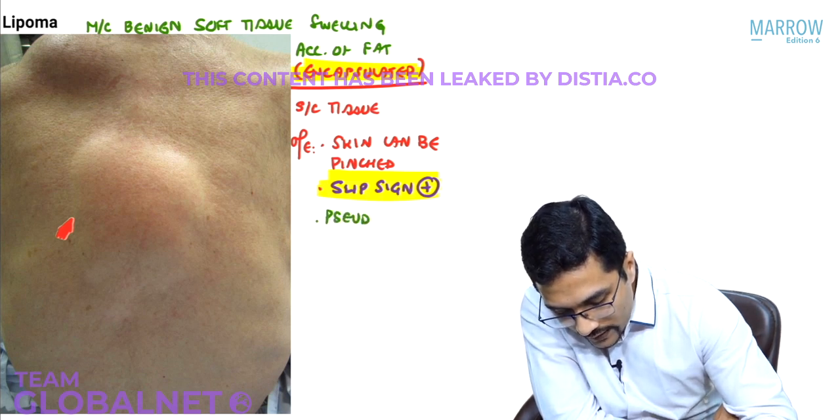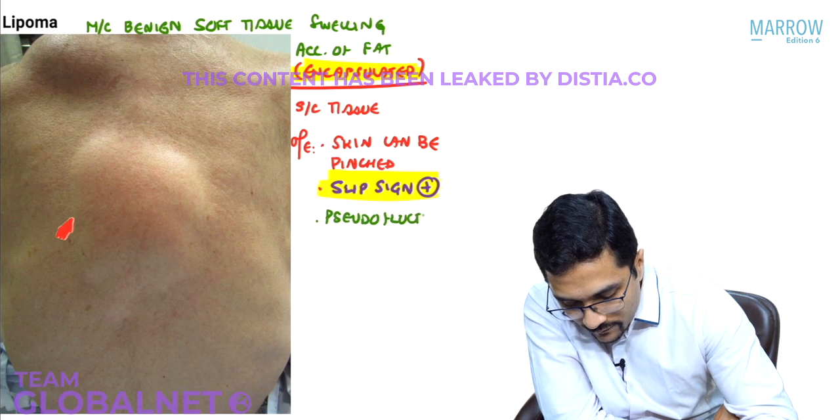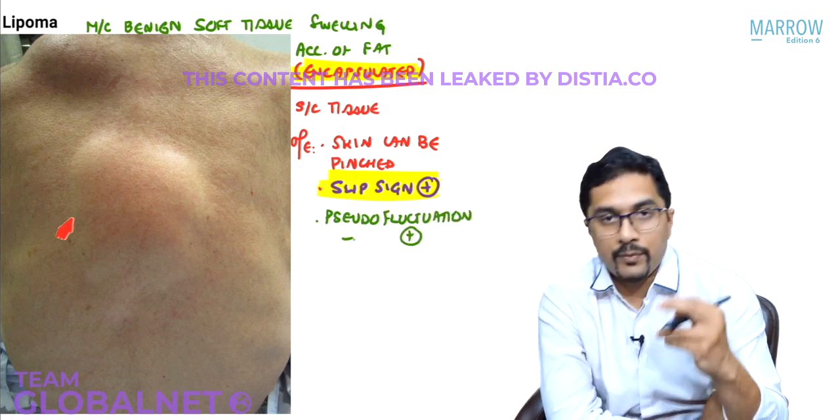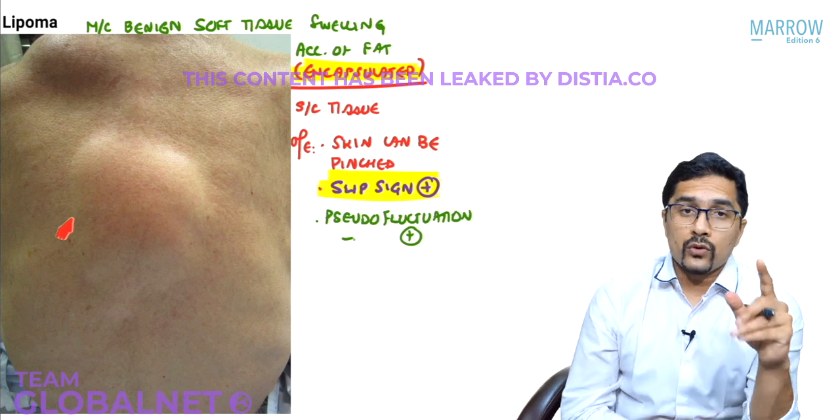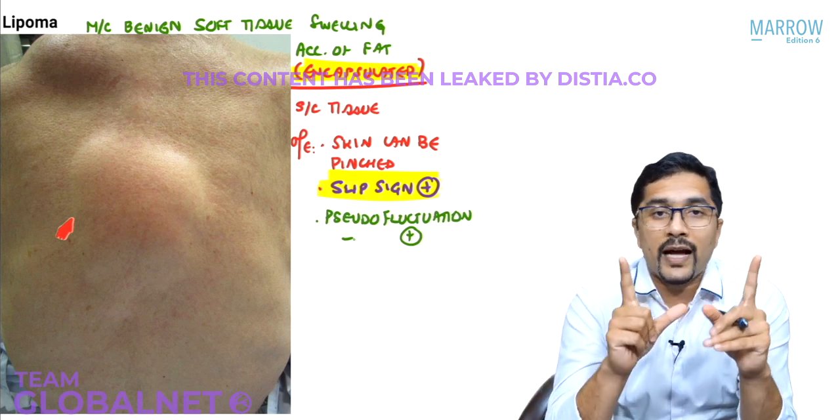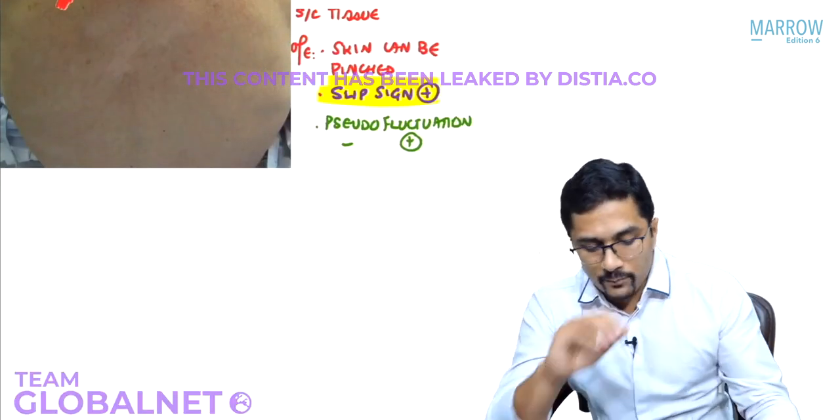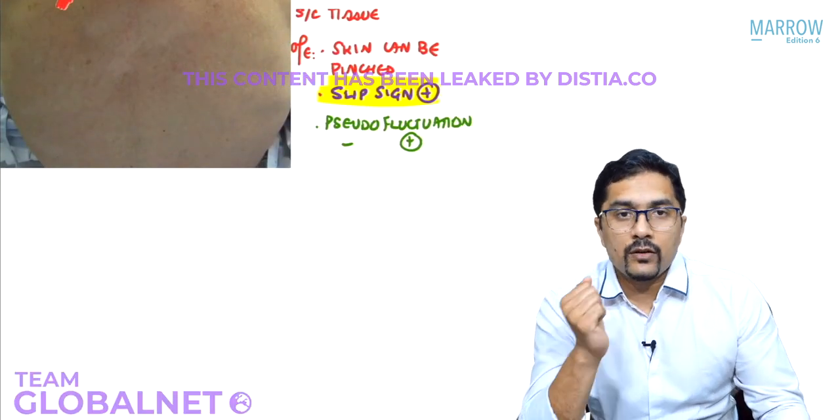Pseudo fluctuation can be present. Sometimes the fat is of such a consistency that pseudo fluctuation can be present, which is why I told you true fluctuation you need to perform in 2 axes. Okay. So these are the points in clinical examination which you should know.